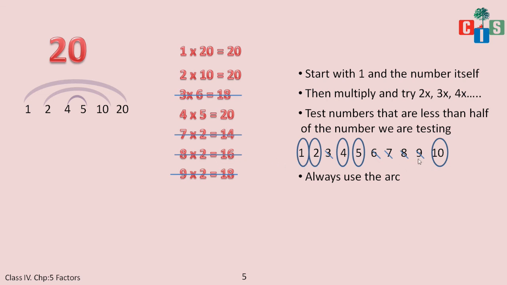I had to test from 1 to 10, and we have got all the possible factors of 20. Are you clear with it, students? Yes? Now we see that these are the factors of 20, and this is a method used to find factors by multiplication. We used tables to find the factors, right? So this is the multiplication way of finding the factors.